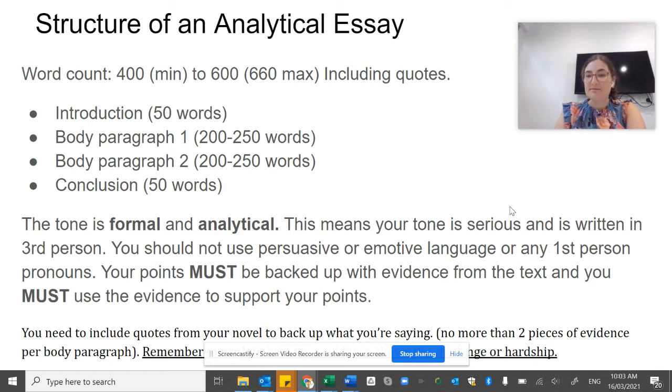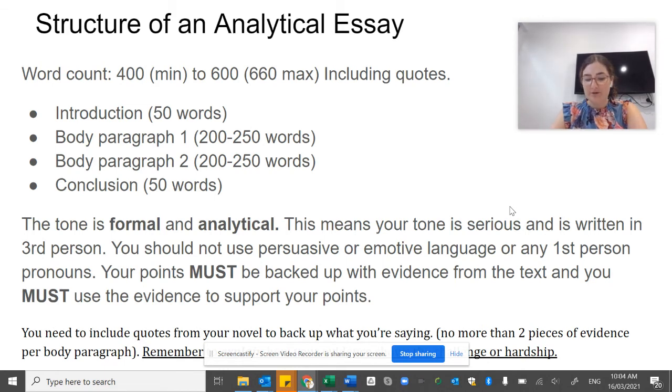So your tone needs to be serious, and it needs to be written in third person, which means that you don't have any first person pronouns. So no I, we, my, our, none of that. Okay, it needs to be third person. So this is they, for example. So I'll teach you how to do that. Your points have to be backed up with evidence from the text, and you must use the evidence to support what you're saying.